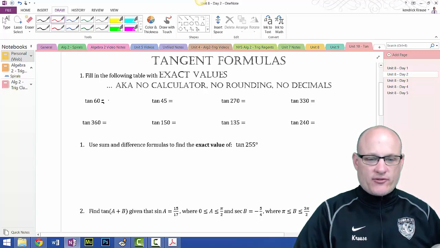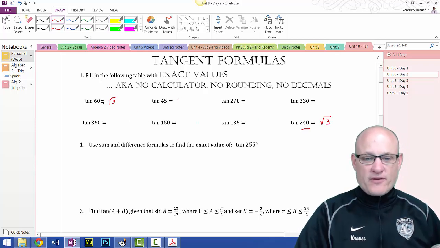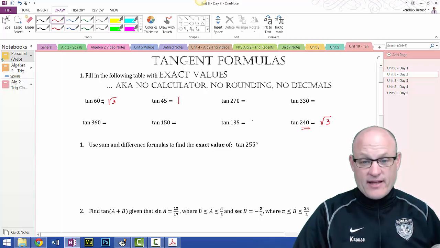Let's see. Tangent of 60, square root of 3. So let me go through all the 60s. This is 60. 240. It's in the third quadrant. Still positive. Square root of 3. Oh, look how nice that square root of 3 was. That's it. 45. The 45s are fun. They're always 1 or negative 1. 135 is in the second quadrant, though, so tangent's negative in the second quadrant.